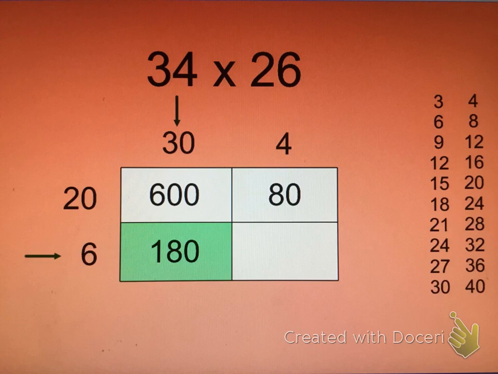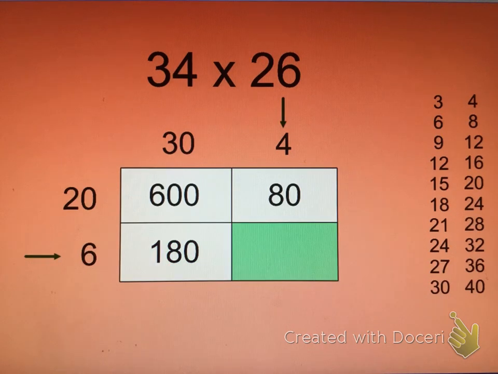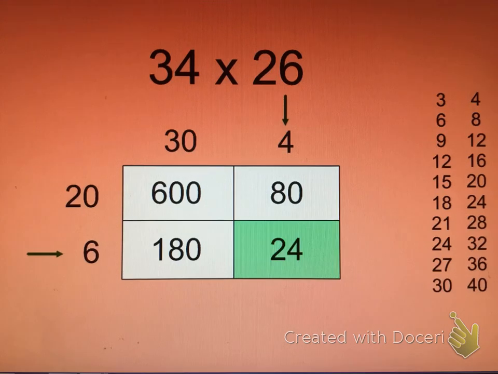And finally, our last box is in the lower right corner. Our 6th row remains the same, but now we're in the 4s column. So we just multiply 4 times 6, and we get 24.